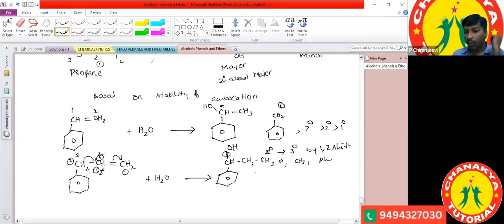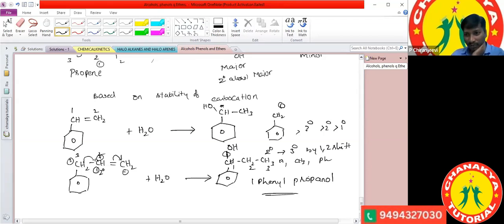And what is the IUPAC name of this one? 1, 2, 3. The name is 1-phenylpropanol. 1-phenylpropanol is the IUPAC name of the product. So these kinds of questions are there too in NEET. You're asking NEET questions now.